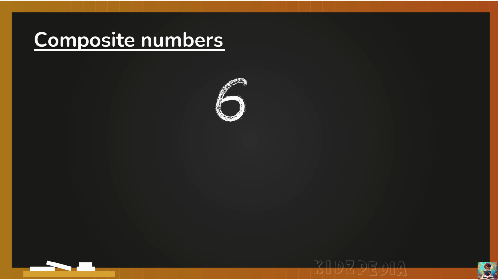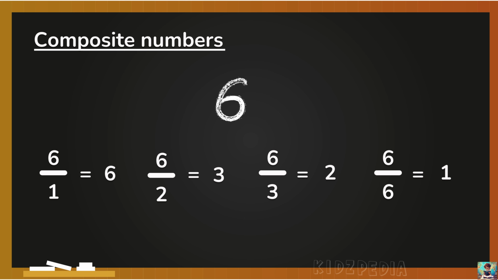Similarly, 6 can be divided by 1, 2, 3 and 6. That's 4 factors. So, it's definitely a composite number.